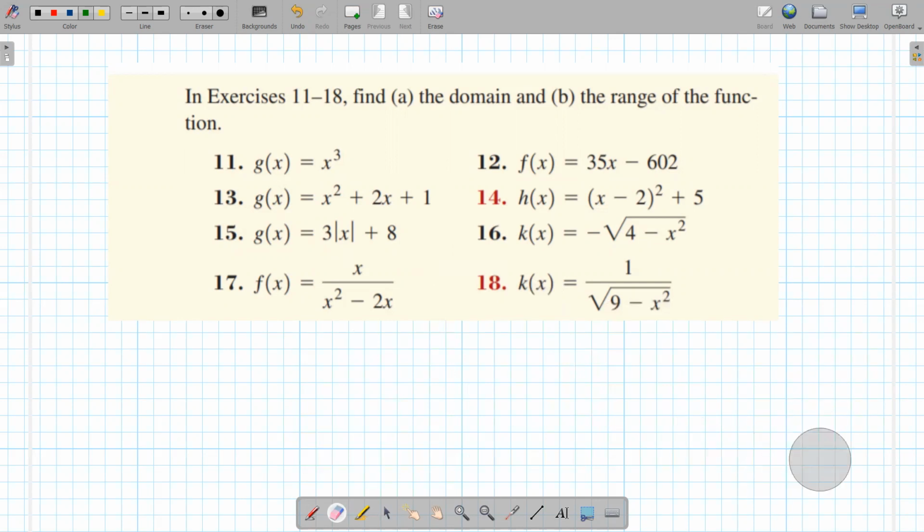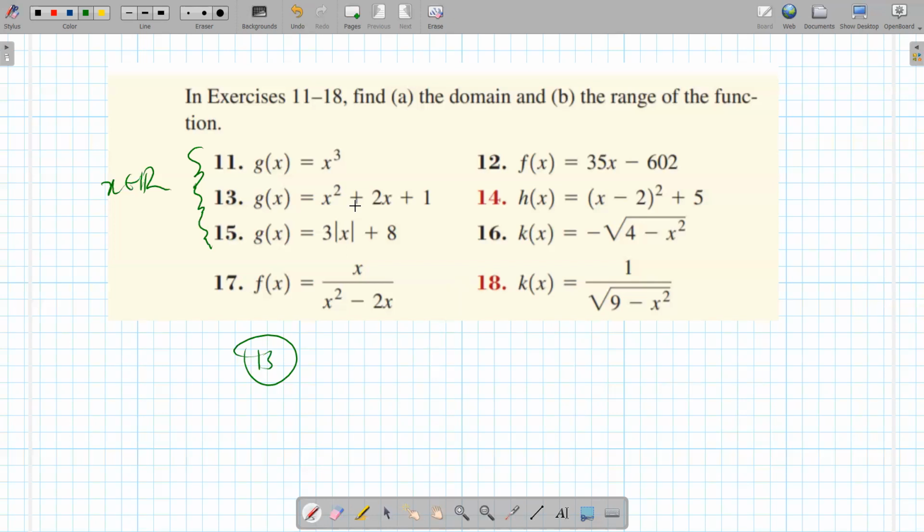Well, let's look at 13. So that's a quadratic. We know the domain is simple. The domain for all three of these is all real numbers. That's easy. But how do we find the range of this? Set the equation to 0? That's not how you find range. If you set it to 0 and solve, that gives you the x-intercepts. That won't give you the range.